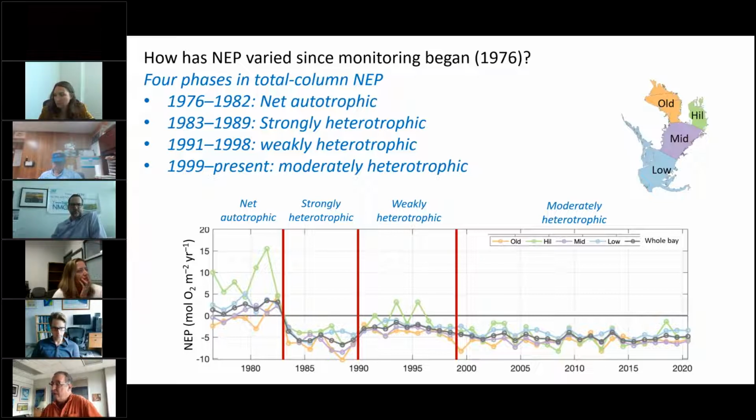And then for a little less than 10 years, to 1990, it goes into a period where it's mostly and fairly strongly net heterotrophic. Then there's another 10-year period where it's still heterotrophic, but weakly so. And then it's been moderately to strongly heterotrophic since then, and fairly stable over the past 20 years or so. Next slide.